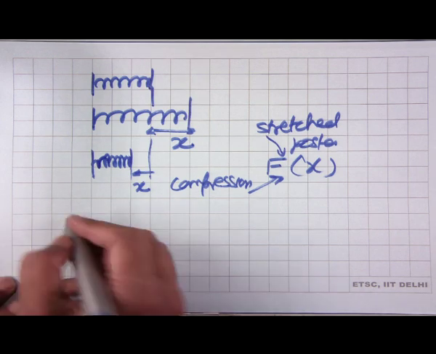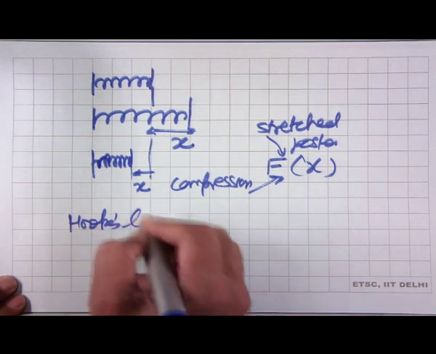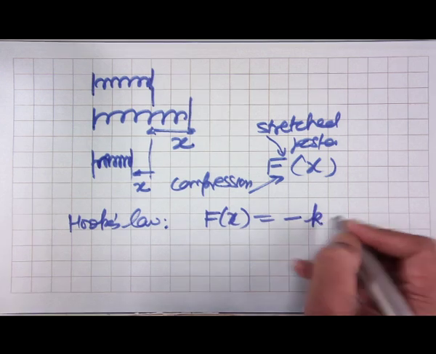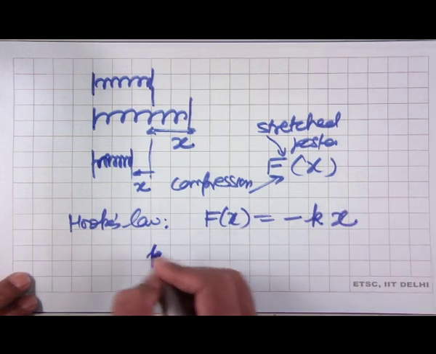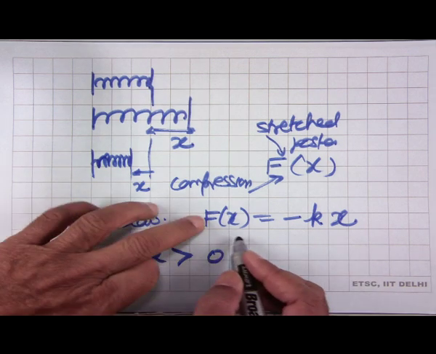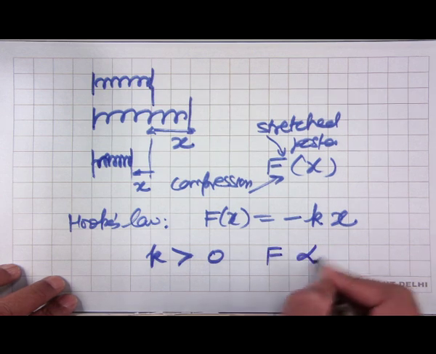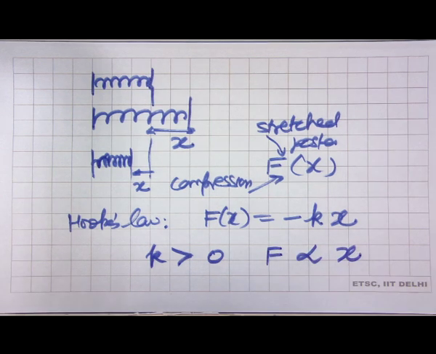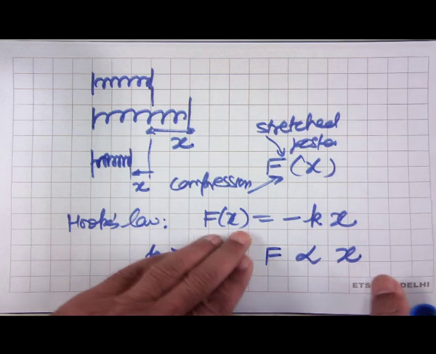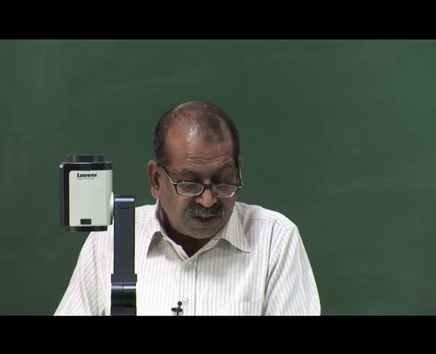And by Hooke's law, the force on the spring is given as minus kx. K is called the spring constant, which is greater than 0, and such springs, where this force F is proportional to the extension or the compression of the spring, to the displacement of the spring. So, this is a particular type of spring, and the force which the spring applies is equal to minus kx.